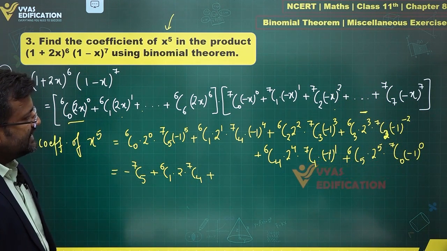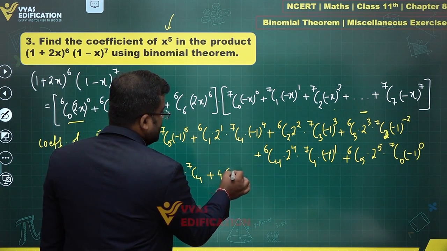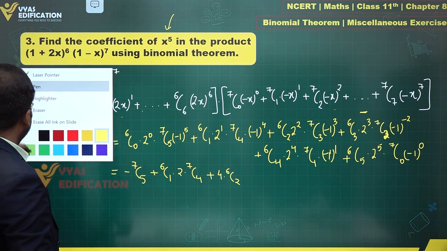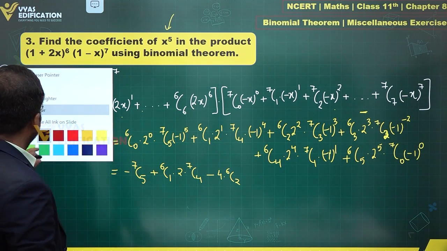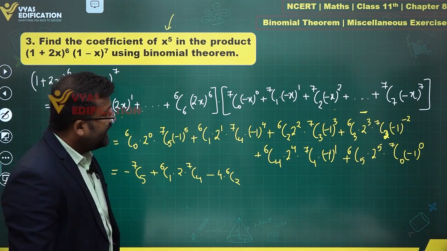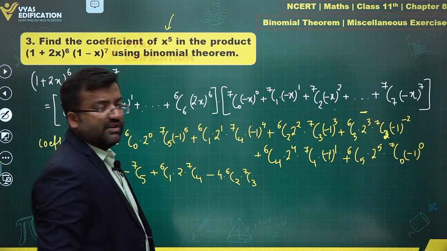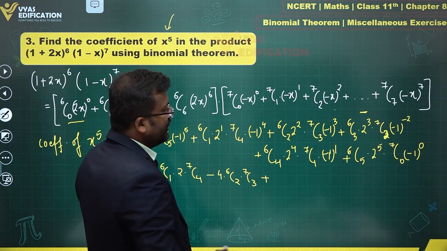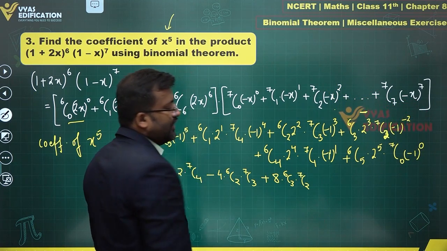You have 6C2 times 2 square. 2 square is 4. 4 times 6C2. But then you have a minus remaining over there. 7 power 3 is okay. But then you have a minus remaining over here. So this will be a minus 4 times 6C2 times 7C3 is what we have. Next term will be a plus. So plus, what you get is 2 power 3 is 8. 8 times 6C3 times 7C2 is what I get.